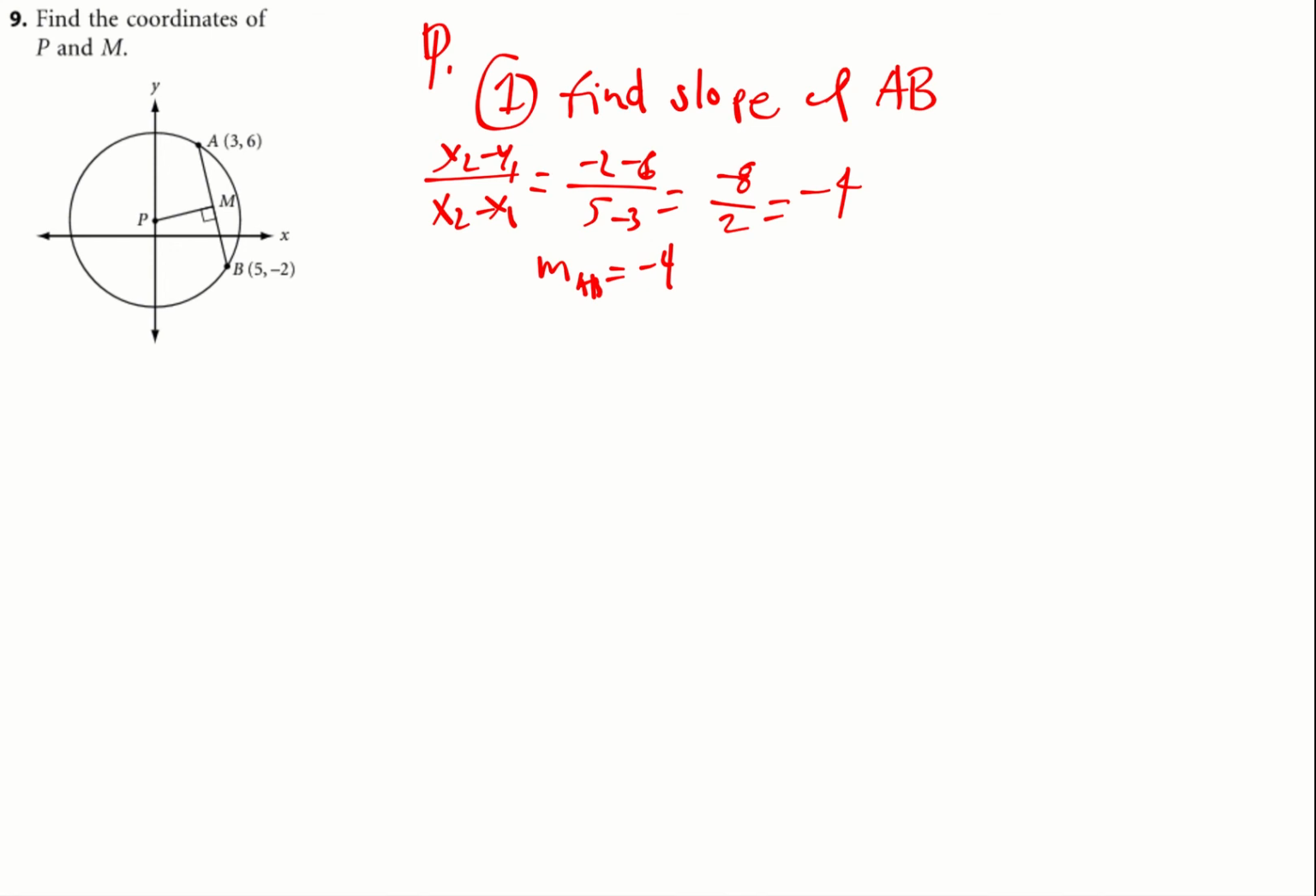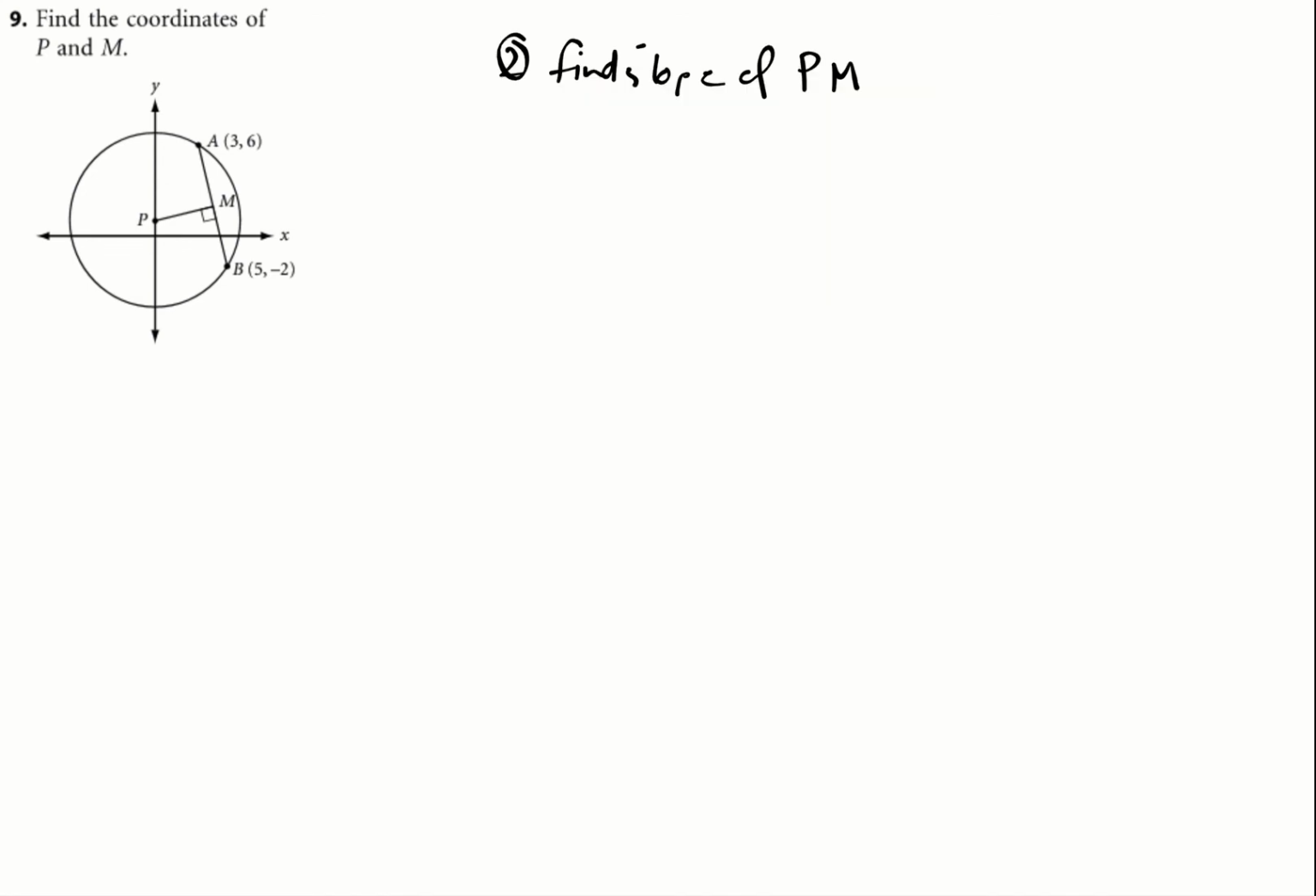One thing that you notice is that segment PM is perpendicular to AB. What is the relationship between two lines that are perpendicular in regards to their slope? That's the question that we want to ask ourselves. Let's find the slope of segment PM. Well, these two segments are perpendicular, so the slope of PM has to be opposite and reciprocal of the slope of AB. Both opposite and reciprocal.